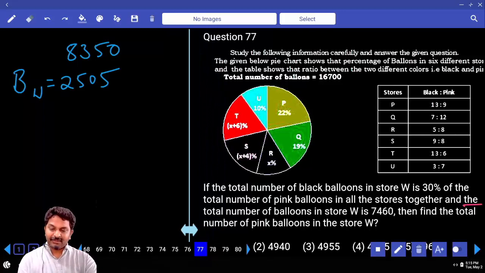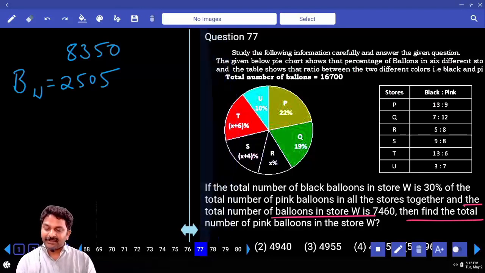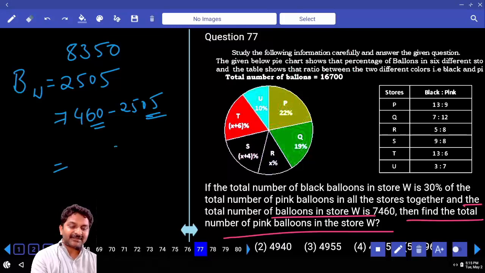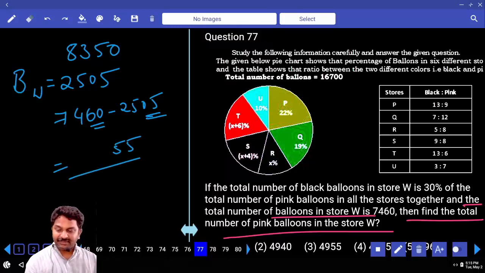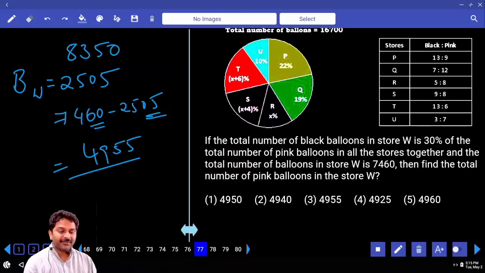And the number of balloons sold in store W is 7460. Then find the total number of pink balloons. Pink balloons in the sense from 7460, we just need to subtract 2505. 60 minus 05, how much is that? The answer must end with 55. How many options are there? Only one. 4955 final.